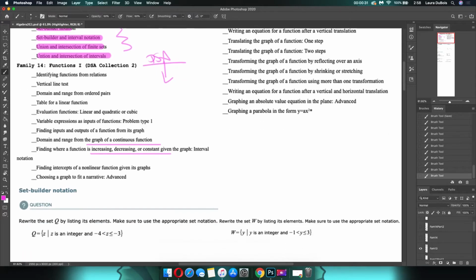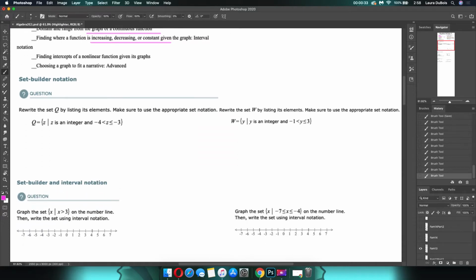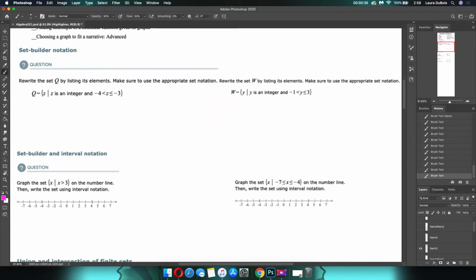All right, so first things first, we got to talk about set builder notation. More than anything else, we're just getting used to how we're going to be doing this, because looking at that is a bit of a mess to read. Ultimately, what it says is Q is the set of all real numbers Z, such that Z is an integer and is between -4 and -3. So all you want to do is actually physically list its elements.